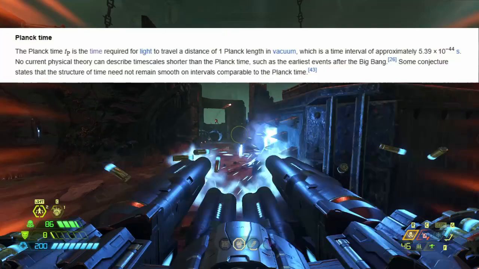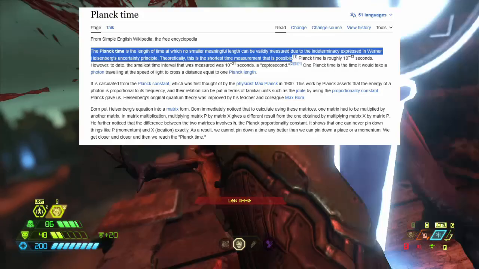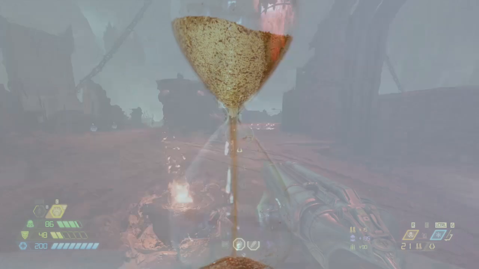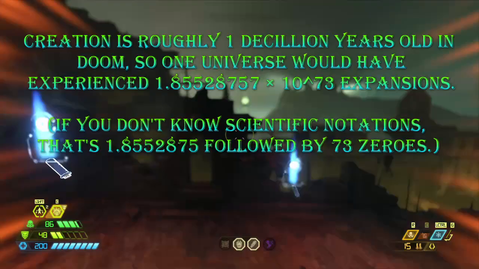And the time interval will be taken to be the Planck time. The Planck time is the length of time at which no smaller meaningful length can be validly measured, due to the indeterminacy expressed in Werner Heisenberg's uncertainty principle. Theoretically, this is the shortest time measurement that is possible. Thus, the total number of expansions will be 1.855-28757x10 to the power of 73, making that the Hausdorff dimension of the explicate order of the mortal world.